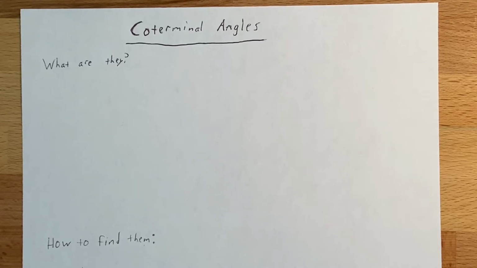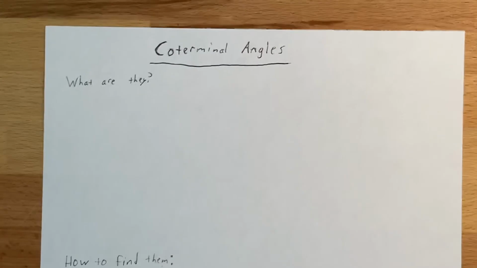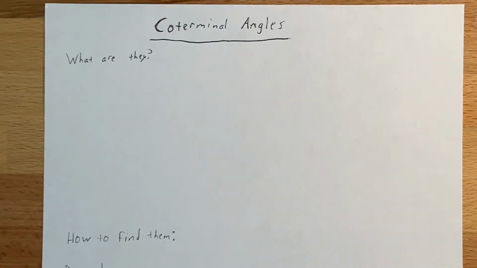We're going to be talking about what they are and then how to find them. And we're going to be doing this both in radians and degrees. So that is a heads up of what we are doing. So first of all, what is a coterminal angle?